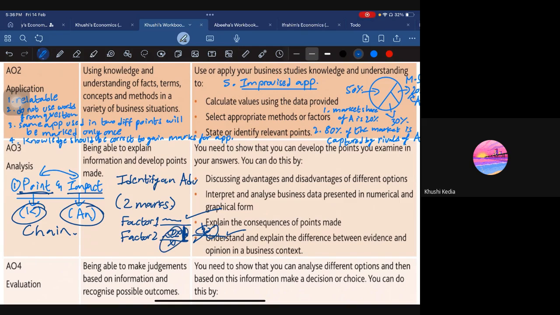But this is very different when it comes to your 6 mark questions, and I will let you know how later on. We'll keep that for later.